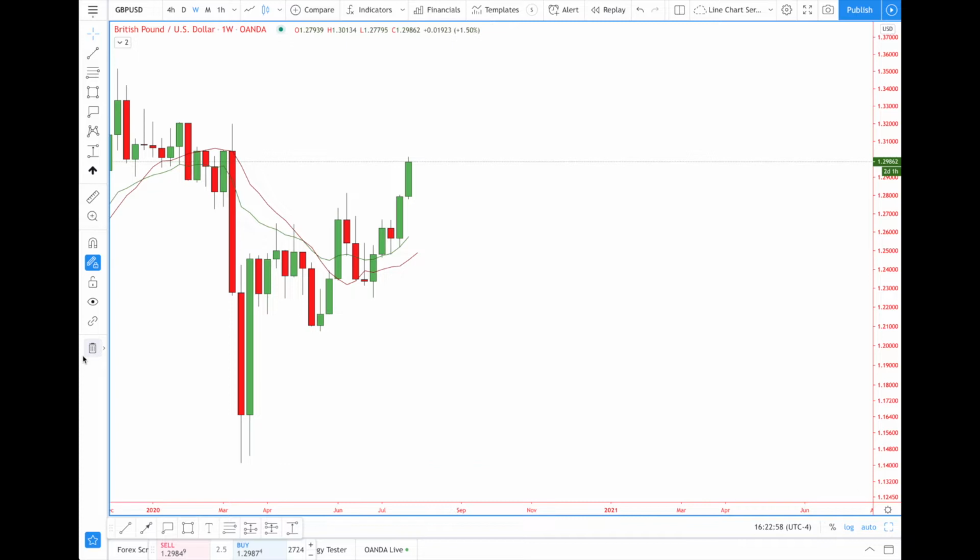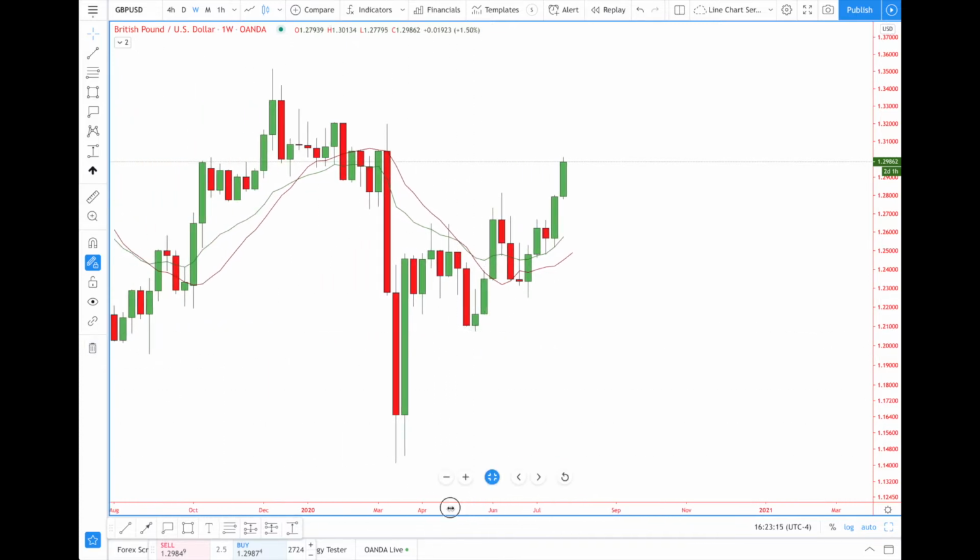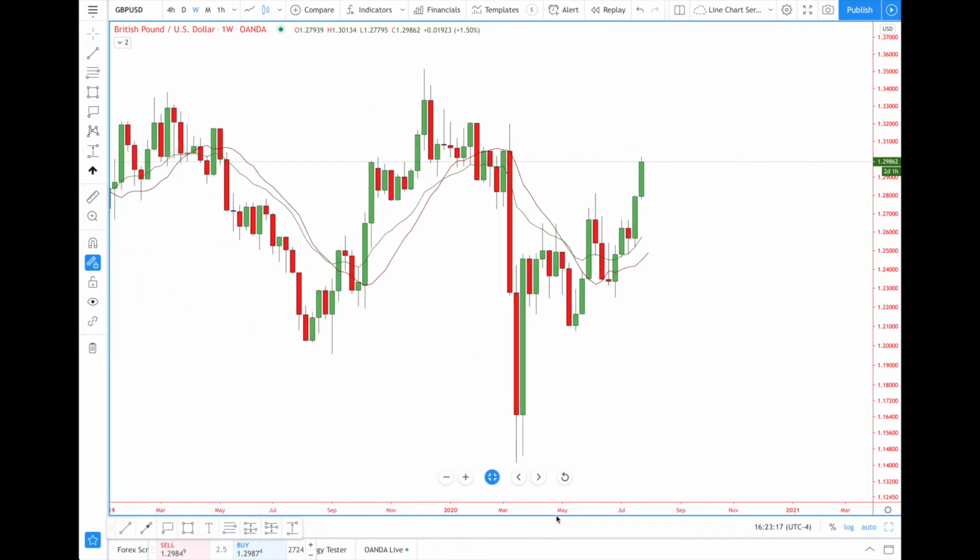And what I noticed here on Pound USD is that it is in retracement mode. And if you're new to trading and you don't know what retracing means, it just means that price is moving against the trend, right? So I'm going to scroll over here to my left a little bit so you guys can see what it is that I am looking at.